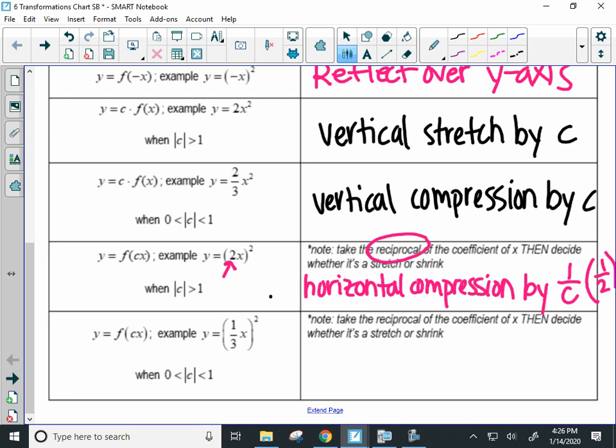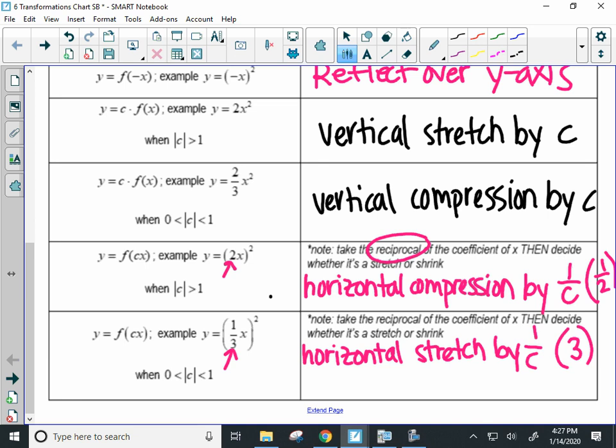If I have a number smaller than 1, between 0 and 1, that is a horizontal stretch by the reciprocal of c, 1 over c. Now here, the reciprocal of 1/3 is 3. Okay, so we are going to spend some time. It's kind of confusing. The rule itself you can probably remember after you do a couple. The graphing is going to be hard, so we're going to take this one example at a time. So you're going to go back to the module, and you'll click on example 2 to move on.